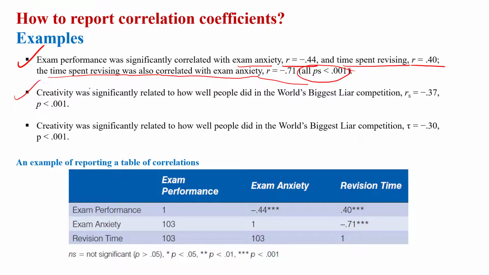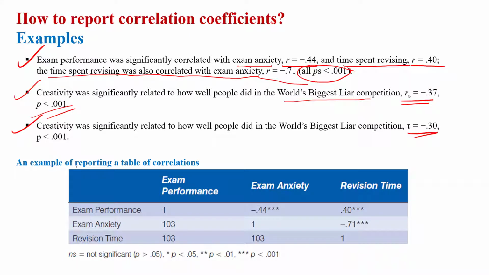Similarly, from the second data set, I am saying that creativity was significantly related to how well the people did in the World's Biggest Liar competition, and I am reporting the value of the correlation as well as the p-value. Similarly, we have also done it with Kendall's coefficient. This is Spearman's, this is Kendall's correlation coefficient.